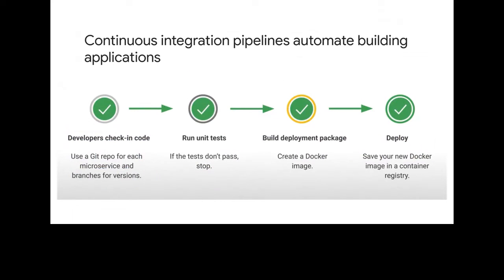Once you have your code and application ready, build pipelines are very important. As the developer finishes writing his code, he checks it into a repository, and this code goes through all the unit tests, and then you create a Docker image or a package, and then you deploy this.